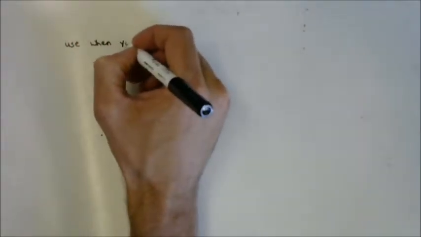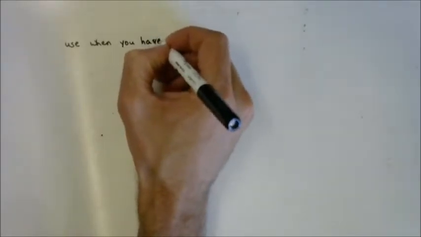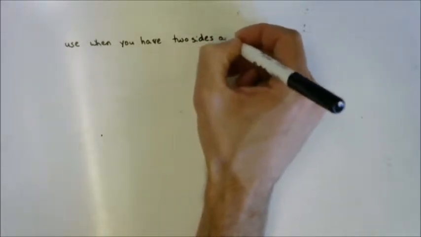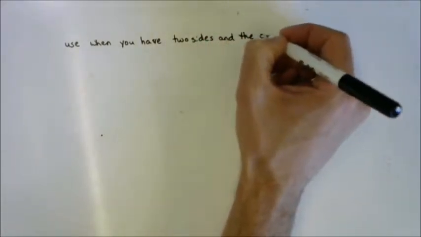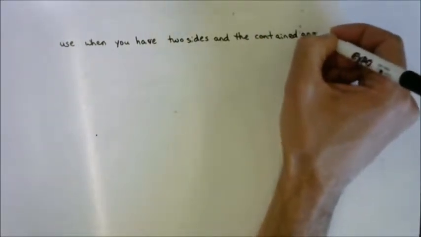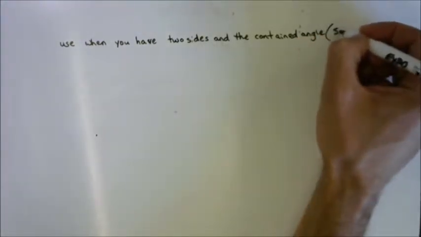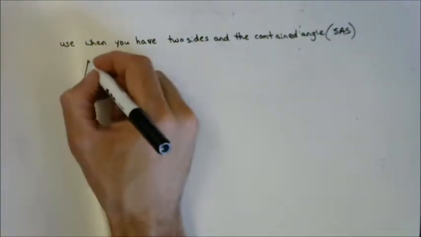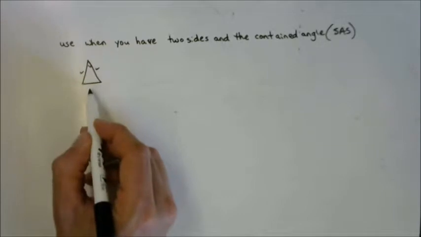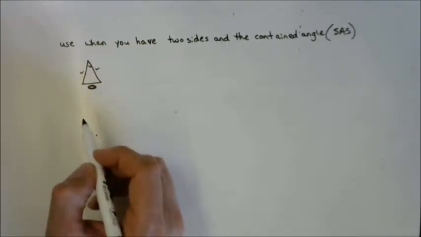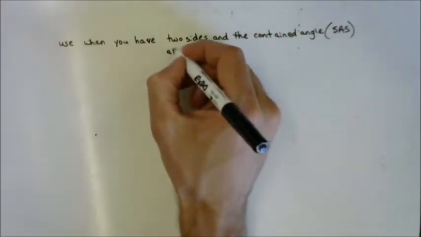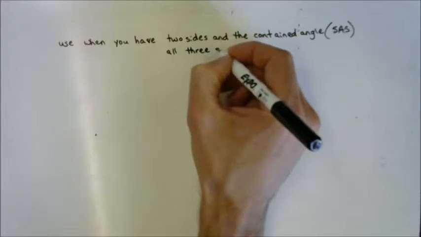when you have two sides and the contained angle. What does that mean? That means you have side, angle, side. So you have two sides right beside each other and the contained angle. And then you can use it to find this opposite side. Okay? Or when you have all three sides.